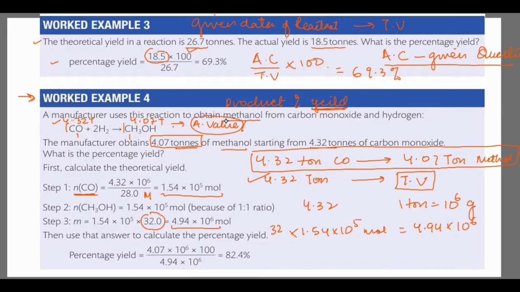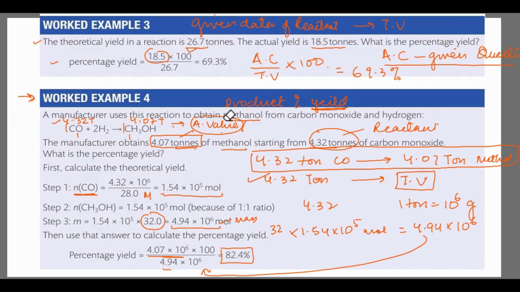This is the mass, not the moles. So the actual mass, which was given to us in the question, divided by the theoretical mass, which we have calculated from the initial mass of carbon monoxide, times 100, gives the percentage yield of 82.4%. I hope this is clear. The actual mass is given to you. The theoretical mass you calculate when the reactant masses are given to you.